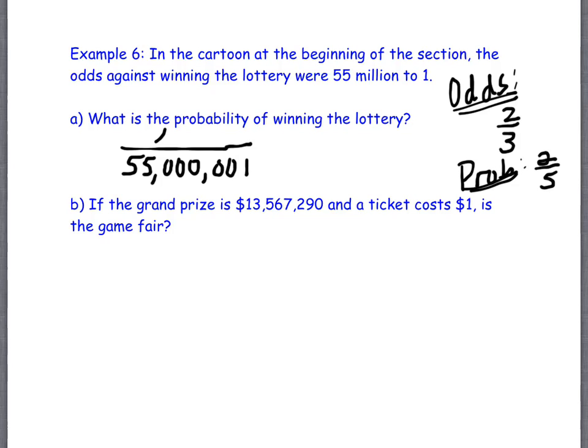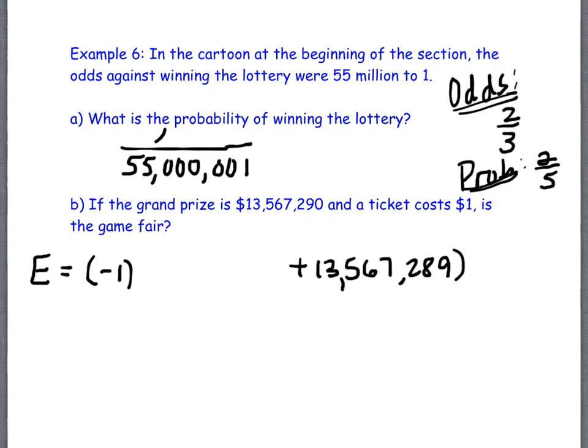All right, part B says if the grand prize is $13,567,290 and a ticket costs $1, is the game fair? So the way we decide if a game is fair is we calculate the expected value. The way we calculate the expected value is we look at what possible outcomes can happen. So what does it sound like our options are here? There are two things that can happen. You could lose $1, so that'd be a -1, right? Or you could win. What could you win? 13,567,289.